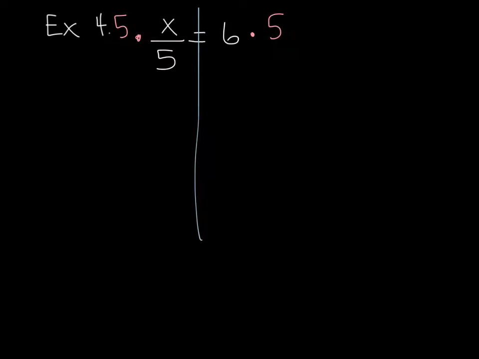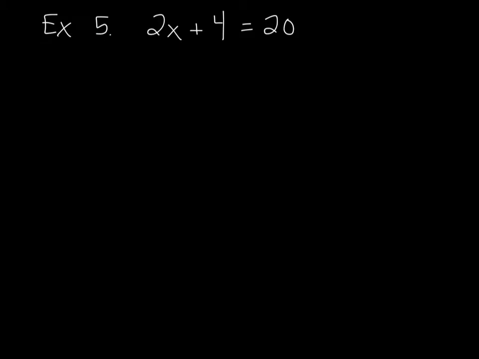When I do that, these cancel out. Those 5s cancel out because I technically had a 5 over 1. And I would be left with x is equal to 30. All right, so again, draw that line if you need that line there. Of course, if you don't, that's fine.